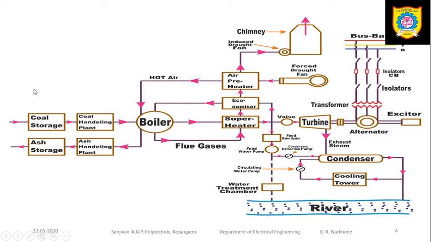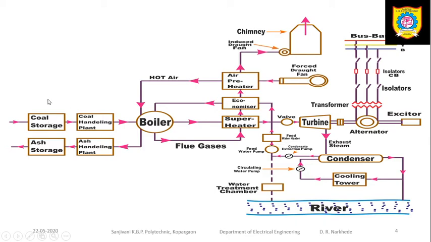So basically, what happens in the coal and ash arrangement? We transport the coal from the coal mines to the thermal power plant, where we store a certain amount of coal. Nearly 15 days or 1 month of stock is stored over there.